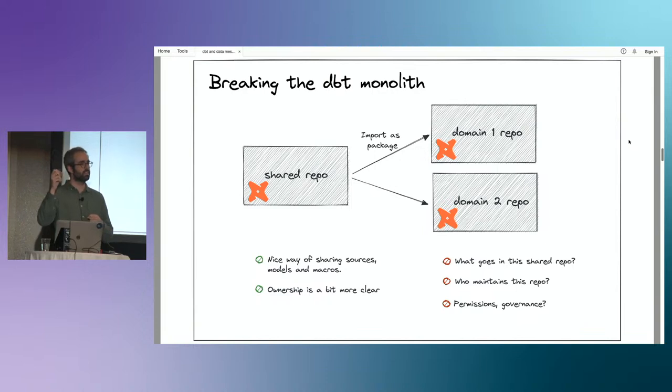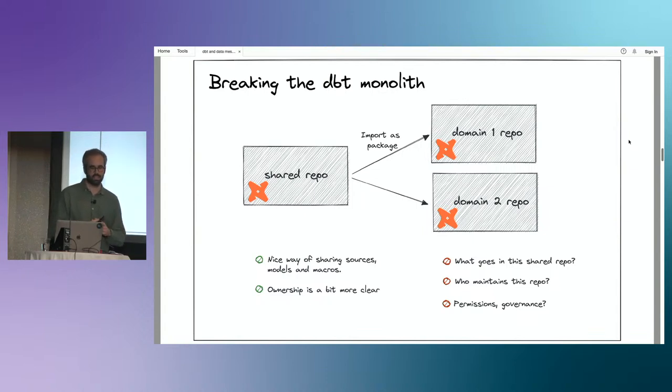And these different domains, right, so domain 1, domain 2, domain 3, they import this shared repo as a package so they can populate all these objects, right? This is something that, by the way, is recommended by DBT. It's a good practice, right, that they recommend so that you can split the monolith.